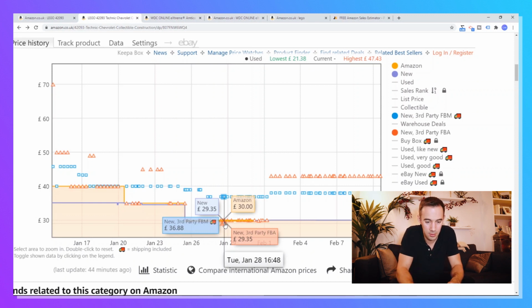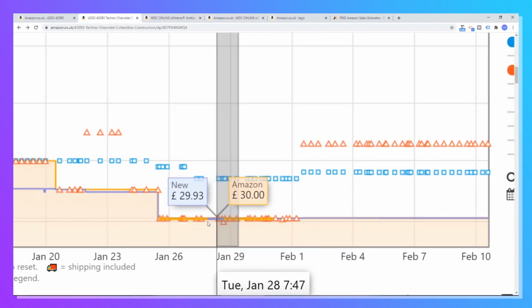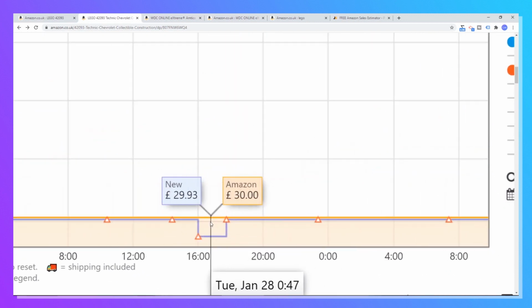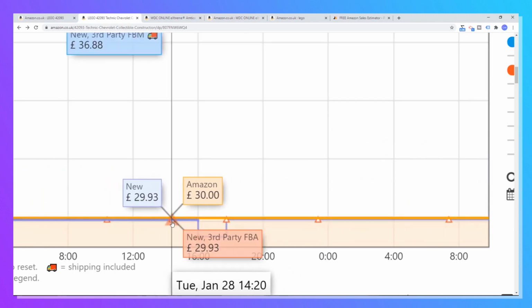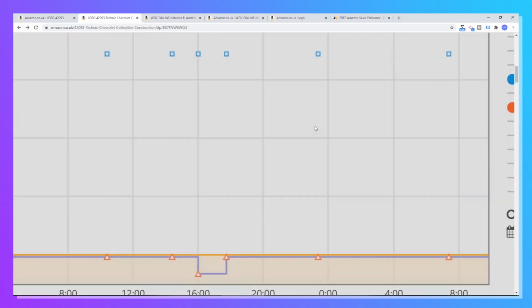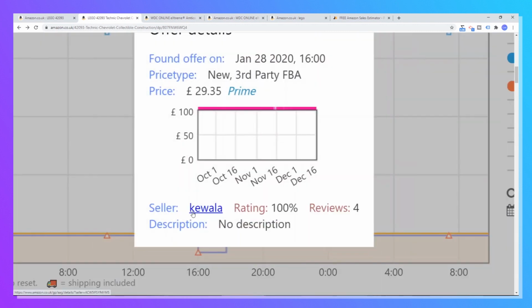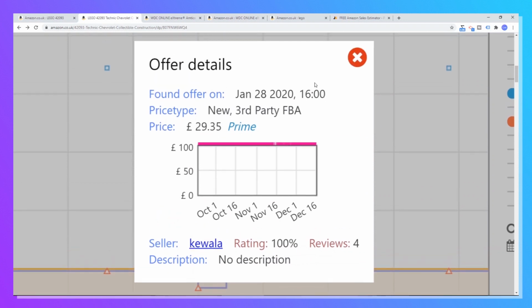What can I understand? Well, if I zoom in on here, and I'm going to just zoom into this section right here, what am I looking for? Well, we've got $29.39, and we can have a look. We can click on next text. Just close that one. We can click on and actually see who the seller is. This guy is Keepa. So we can see there, and they were $29.35.